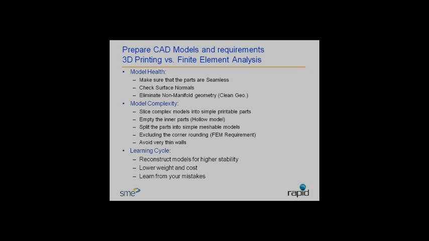Finally, the goal and learning cycle is quite the same. In both cases, the results are expected to have high stability, lower weight of the parts, and a faster process, and of course it means lower cost. And the learning cycle is majorly based on learning from mistakes, and of course from the previous iterations and experiments.